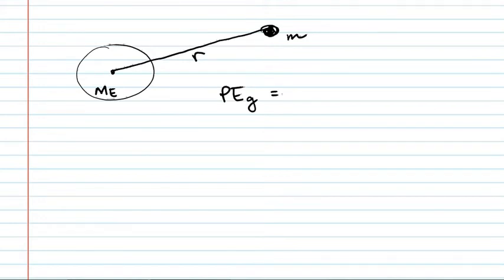Well, it turns out the gravitational potential energy for that object is given by a formula that's very similar to Newton's law of gravity. It is actually equal to G, the universal gravitational constant, 6.67 times 10 to the negative 11 newton meter squared per kilogram squared, and then the mass of the Earth times the mass of the object that's out in space, divided by the distance between them, r.